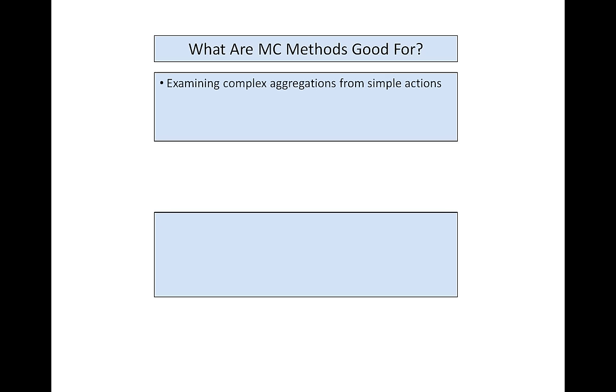One thing that they're really good for is examining complex aggregations from simple actions. What do I mean by that? There are a lot of things in our world that are complex aggregations. If you imagine the human body, it's a very complex aggregation of an enormous number of tiny processes happening within us. At the DNA and RNA level, and by the way, I'm not in biology, you have different levels of processes that comprise the human body. So from that perspective, the human body is a very complex aggregation.